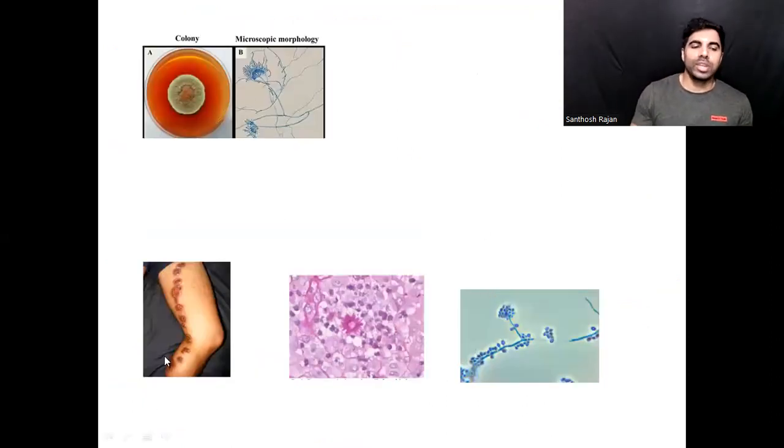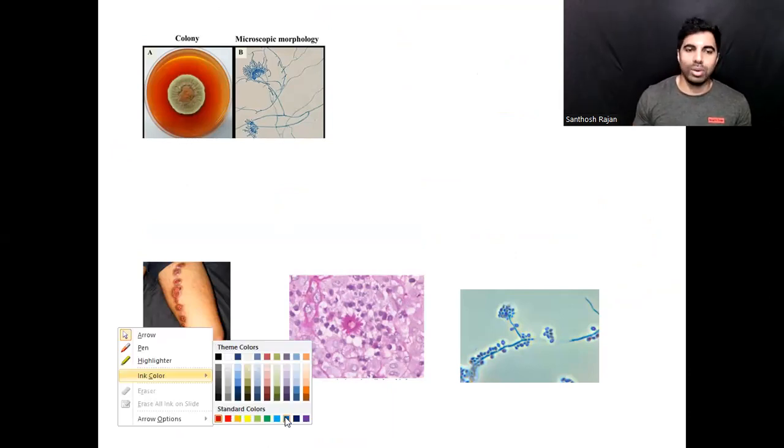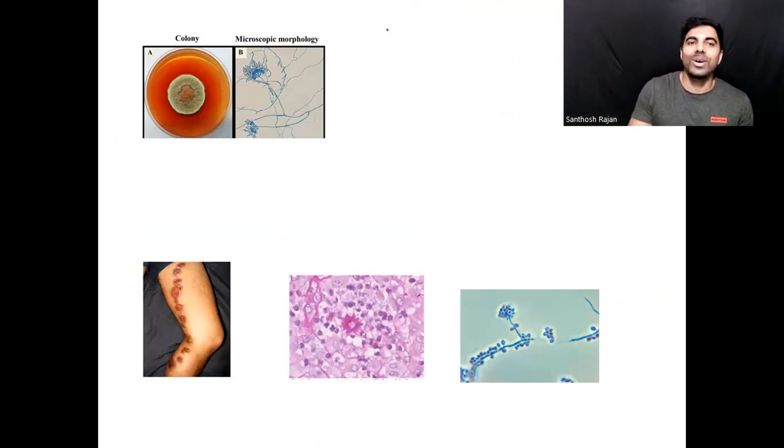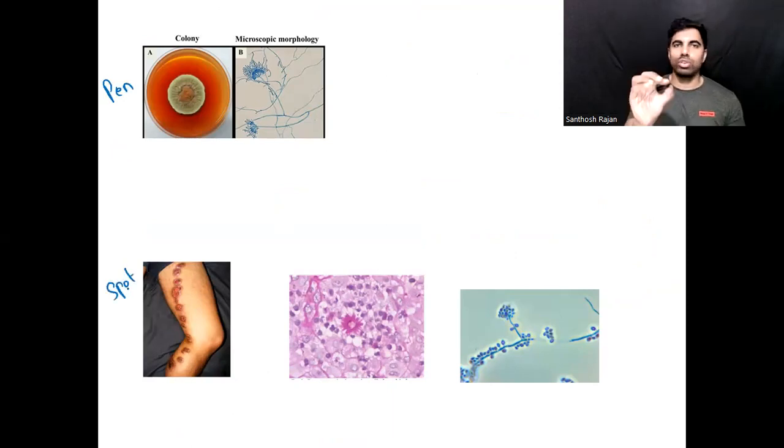And this one, red. Red is very easy for South Indian students, and North Indian students will also know. But this is another demographic. This is pen, and this is spot. When you say dimorphic fungi, you remember hit, blast, cock, paracock, pen, or spot.